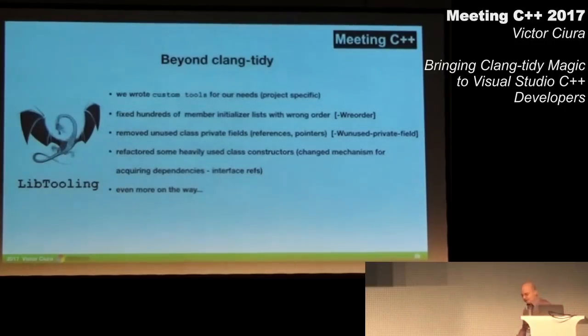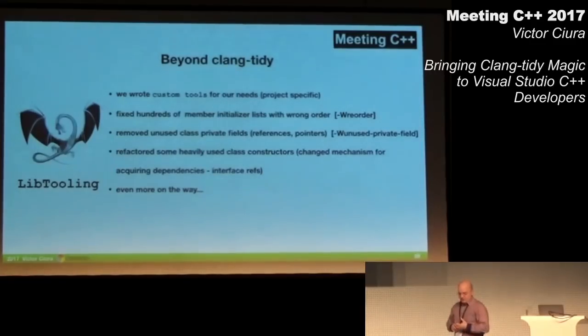Beyond clang-tidy, we wrote custom tools for our needs. These are more like project-specific. Some of the tools we developed can be generalized, and we do plan to share more tools that we develop internally with the community, like custom checks or custom refactorings. But most of the things we've done in this area are very project-specific. For example, we fixed hundreds of member initializers lists. This one can be generalized, and we could upstream this.